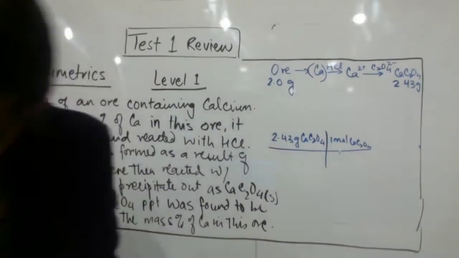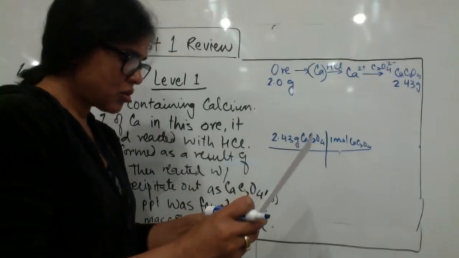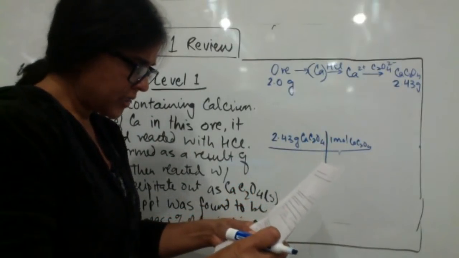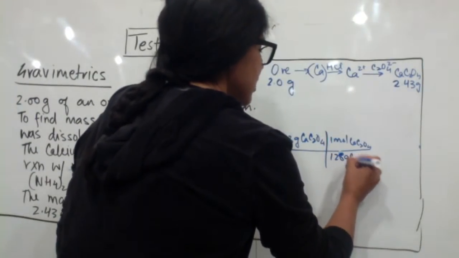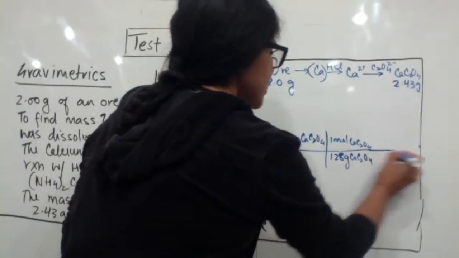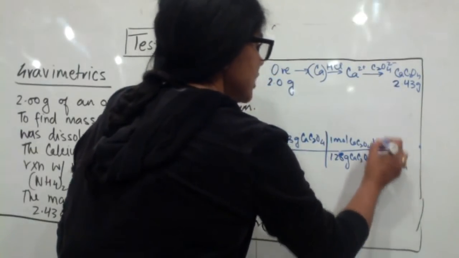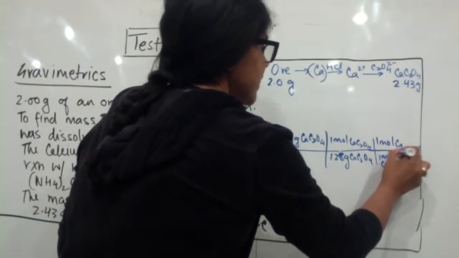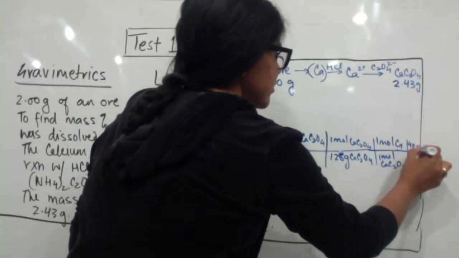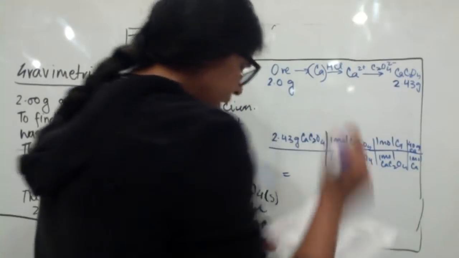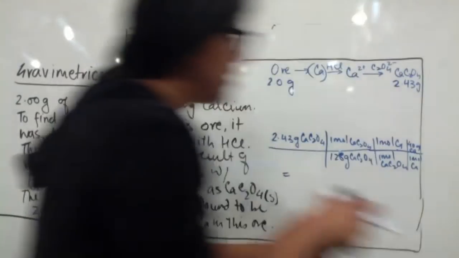One mole of CaC2O4 is 128 grams of CaC2O4. And then we know in 1 mole of CaC2O4, there is 1 mole of Ca. And we know 1 mole of Ca is 40 grams of Ca. Quickly, calculate it, guys. Use your calculators and tell me, what do you get?